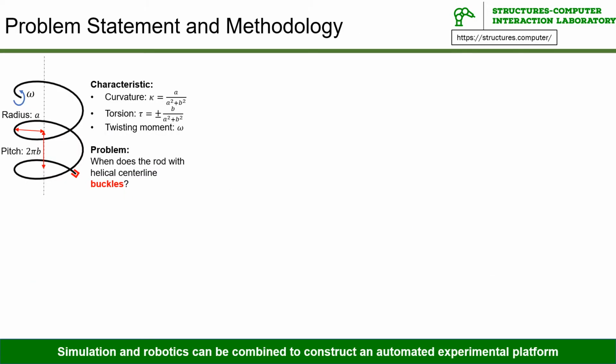In this project, the rod with a helical centerline is the system we want to study. Helical shapes have two important geometric characteristics, radius a and pitch 2 pi b. Combining these two parameters, we can derive the curvature kappa and torsion tau. There is also one additional characteristic of the system, twisting moment omega. For this system, we only have these three characteristics. We will figure out when the rod with helical centerline buckles.